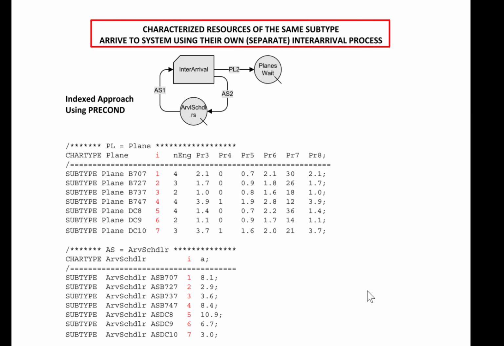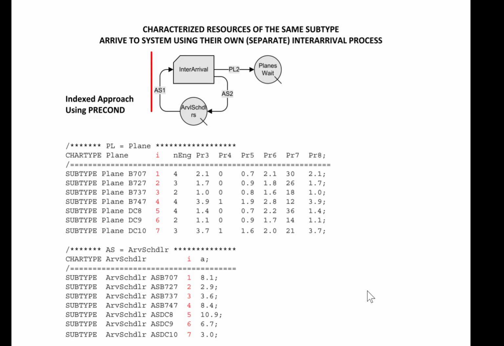The first model considers characterized resources of the same subtype that arrive to the system using their own separate inter-arrival processes. This approach will be illustrated by example. We shall consider a system where we are interested in the arrival of airplanes of different models.